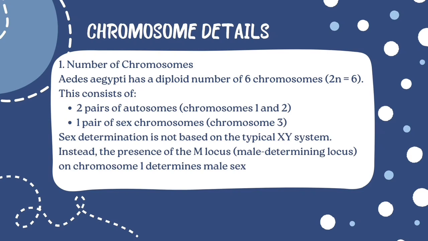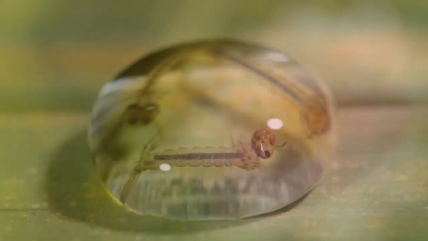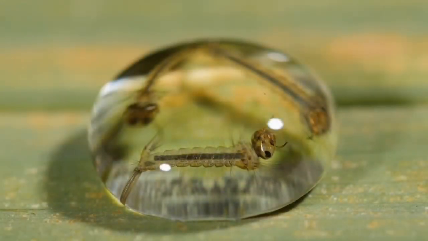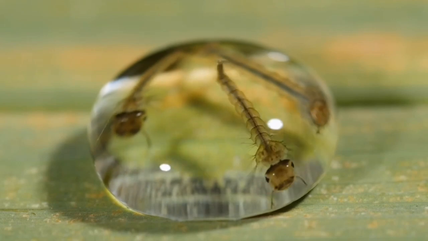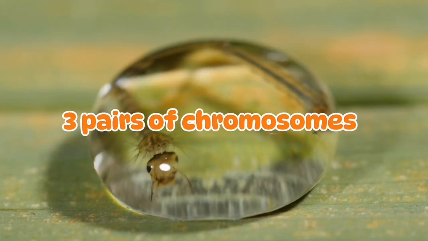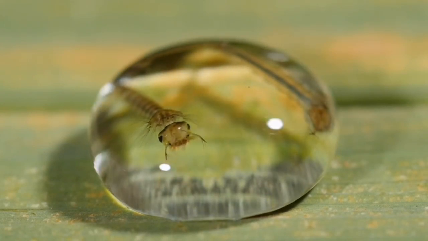Today, we will discuss the number of chromosomes and the sex determination system in the Aedes aegypti mosquito, the main vector for spreading this virus. Aedes aegypti has a diploid chromosome count of 6. This means that in each cell of the body there are 3 pairs of chromosomes, or 2n equals 6.